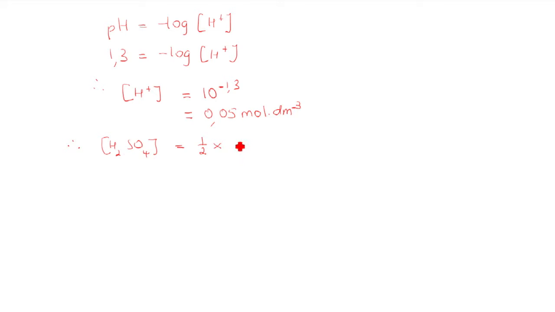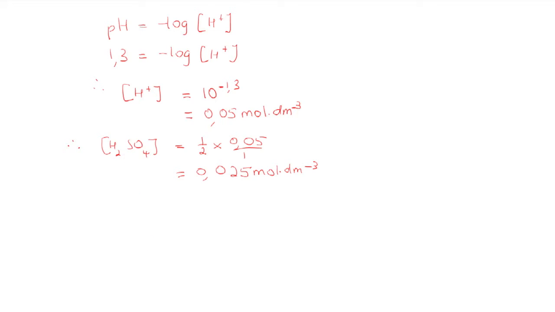That is how we get the concentration of H2SO4. Half multiplied by 0.05 over 1. When you do that, you get 0.025, not 0.125, but 0.025. This is still concentration in moles per cubic decimeter. This is very important. Why do we have to do this? Because we need to find the number of moles of sulfuric acid.